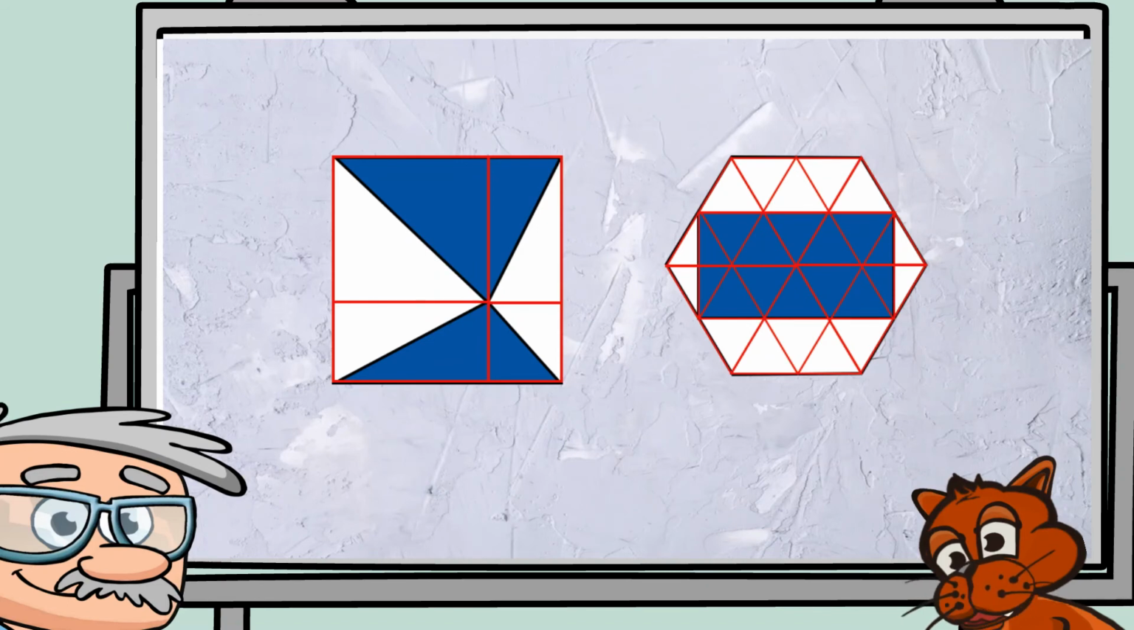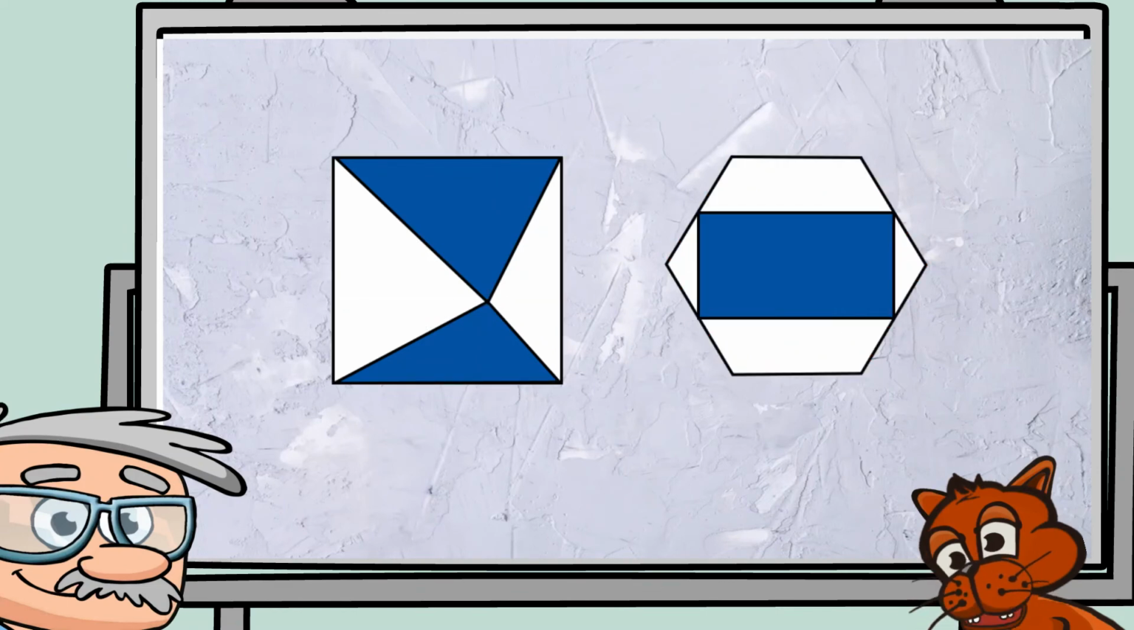In the right-hand puzzle, counting the number of blue and white triangles within the hexagon tells you that the shaded region is half the whole. So there's the solution. Pretty easy, wasn't it?